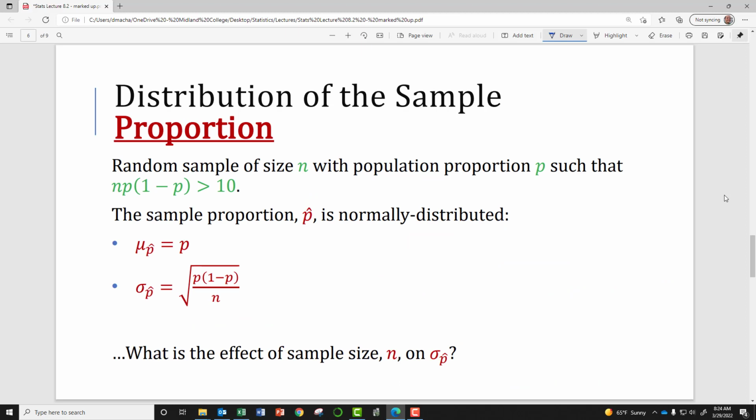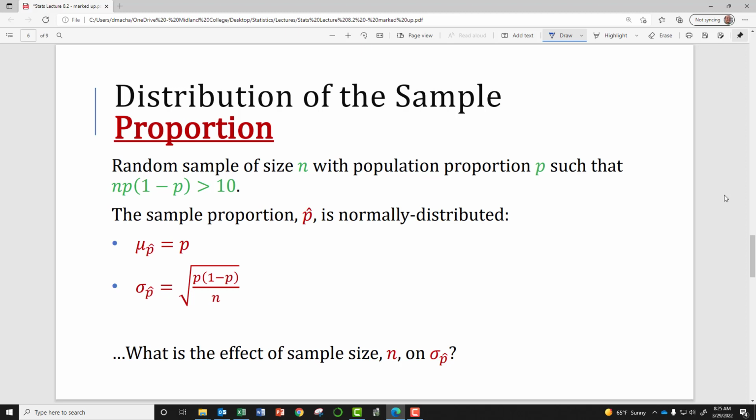Okay, so again, what's important for you to remember is that the population mean of your sample proportion, so mu subscript p hat, is just equal to the population proportion, p. And that the standard deviation of the distribution of sample proportions, sigma subscript p hat, is equal to the square root of p times 1 minus p divided by n, where n is your sample size.